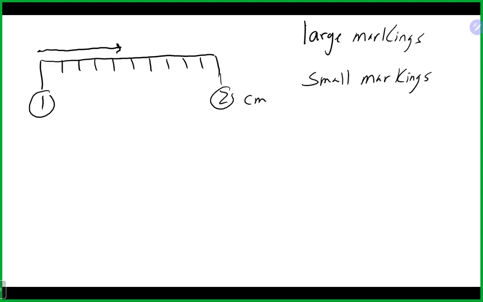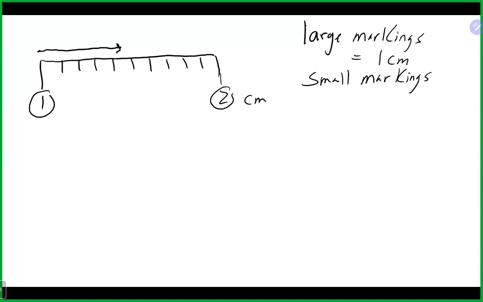So the difference here in our large markings between 1 and 2 is how many centimeters? Difference between 2 and 1 is? That is not the hard question. 2 minus 1 is? There we go, 1 centimeter. Not everybody at once, it scares me. All right, so big markings is 1 centimeter.